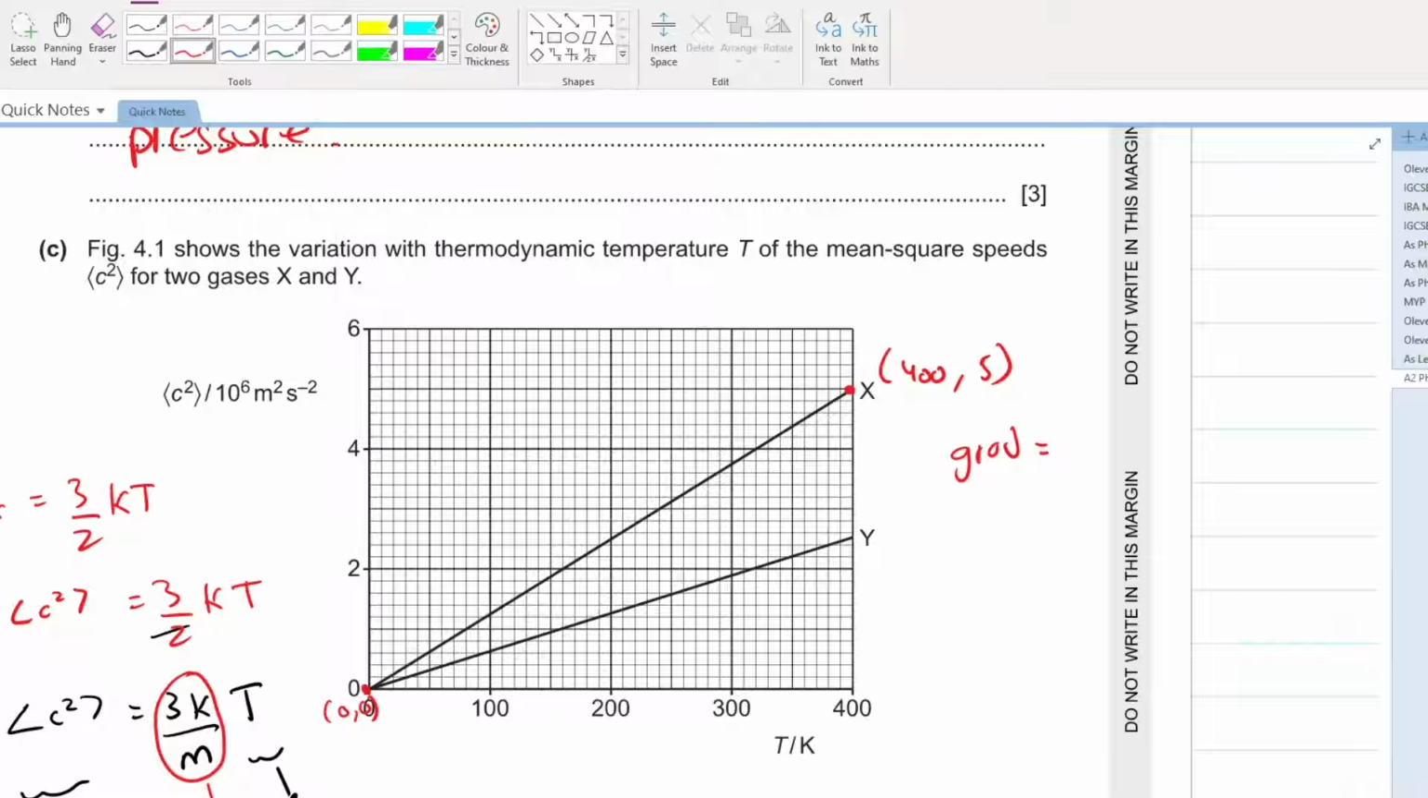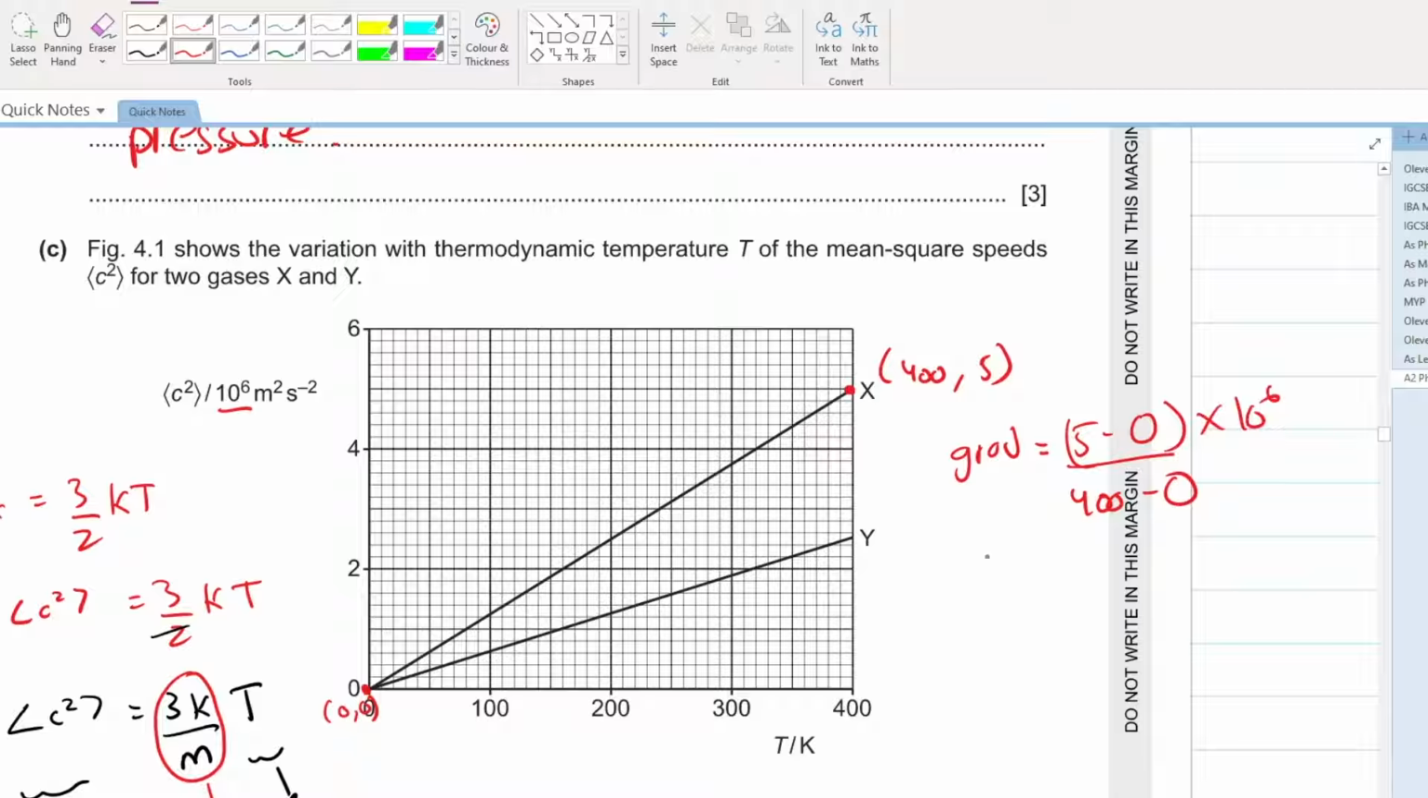Perfect. Let's see this. Now, can you calculate the gradient of x? Yes, you can surely do that. y2, that is 5 minus 0, divided by x2, that is 400 minus 0. Do we have any units on the axis? Yes, the y-axis has the unit of 10 raised to the power of 6. Multiply it.